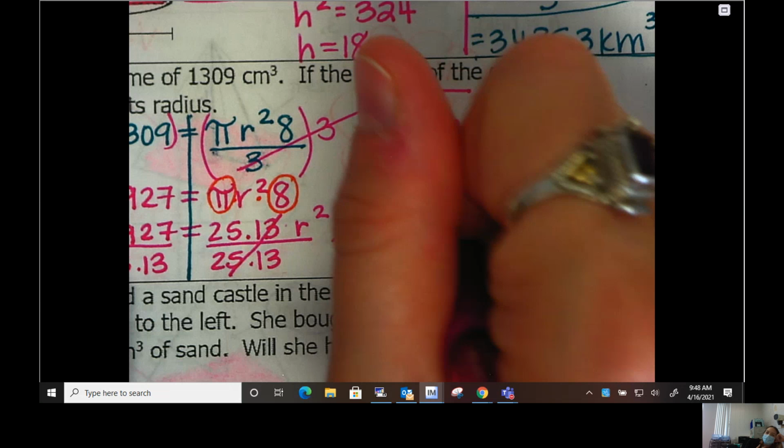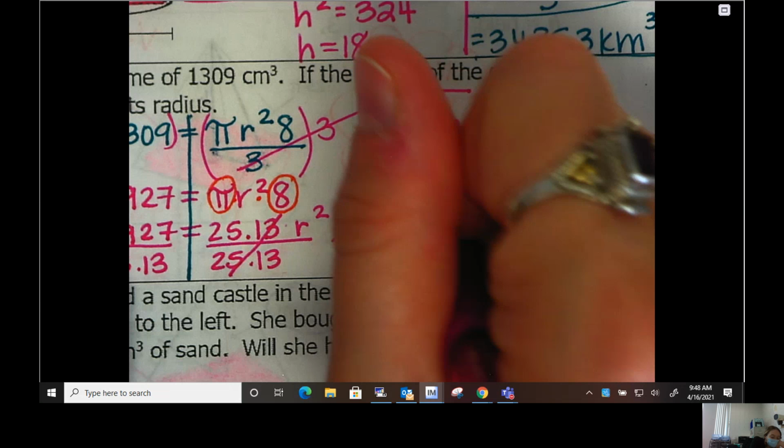Okay, you're going to walk me through it. This is a test question. What would you do first? What would you do? What formula? Why? Because that's what the sandcastle is supposed to look like. Good. Okay, so the sandcastle is supposed to be a square pyramid. So David's saying, okay, let's start by writing the equation for volume of a square pyramid. All right, what is it?